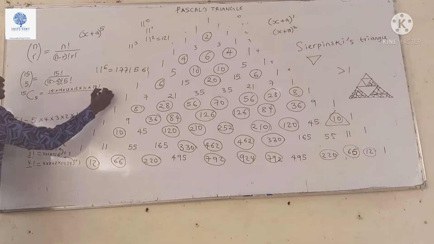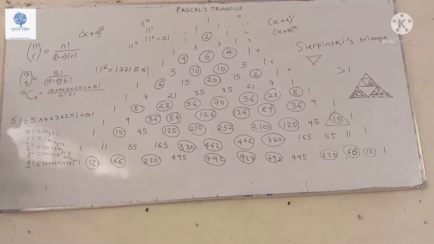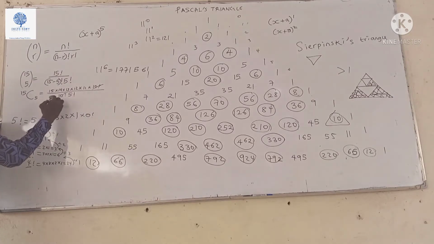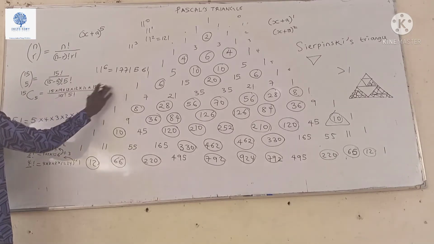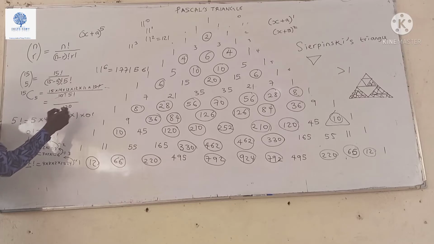The reason I stopped at 10 is because 15 minus 5 is what? 10. So we have 10 factorial and then 5 factorial. I stopped at 10 because 10 factorial is the same thing as 10 factorial here, right? So this cancels this. We are left with 5 factorial, which is 5 times 4 times 3 times 2 times 1. 5 times 4 is 20. 20 times 3 is 60. 60 times 2 is 120.